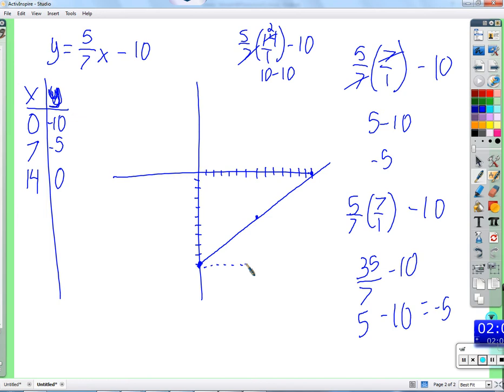Every time I move over 7, I move up 5. Okay. What do we call that? Slope. The slope. The slope is 5 over 7.